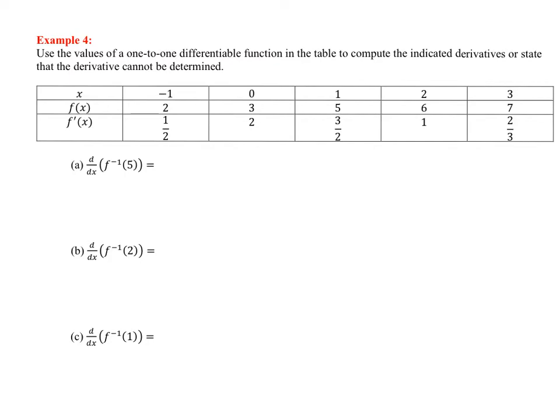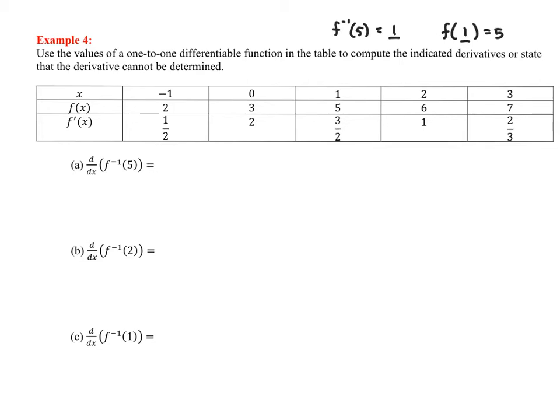Okay, so let's talk about f inverse of 5. Well, I don't know what that equals, but I know that then f of that same value should equal 5. So I can locate where f of x equals 5 in the table right here. So that tells me f of 1 is 5, so f inverse of 5 is 1. So if f of 1 is 5, then f inverse of 5 equals 1.